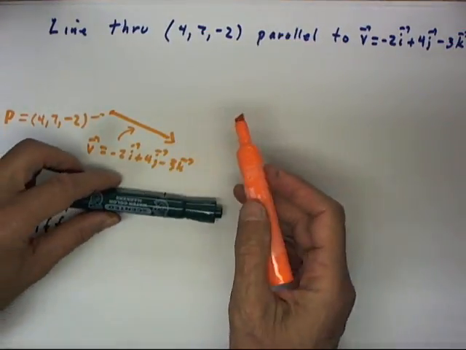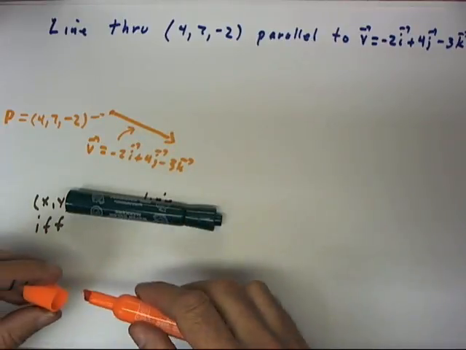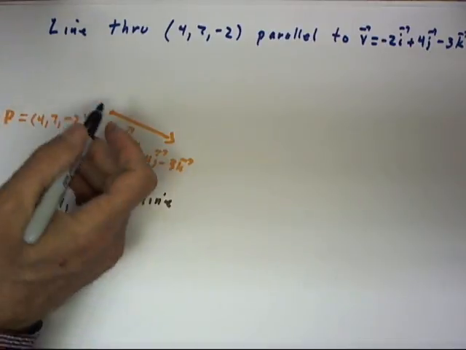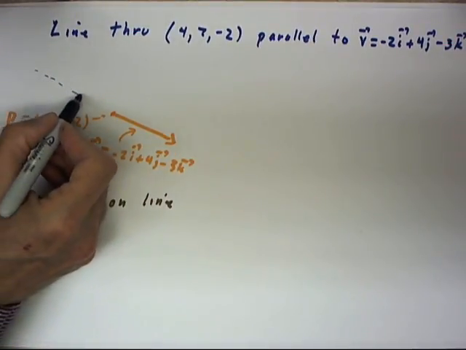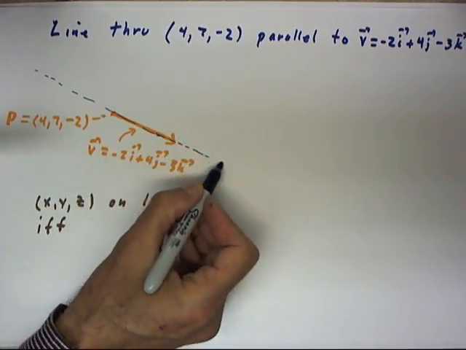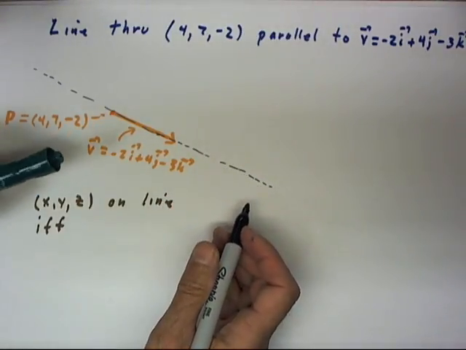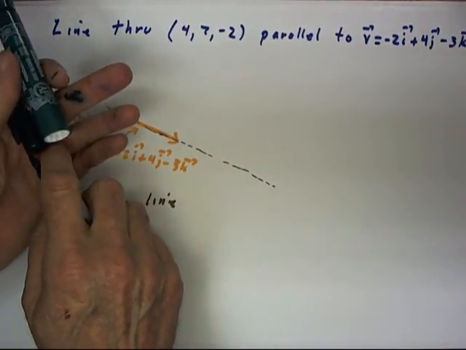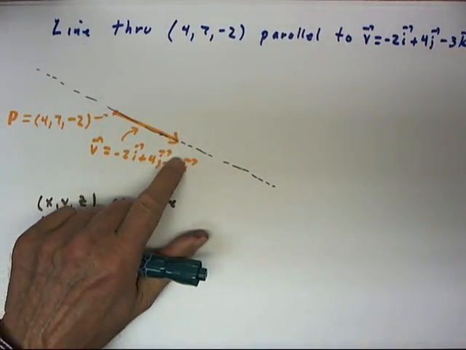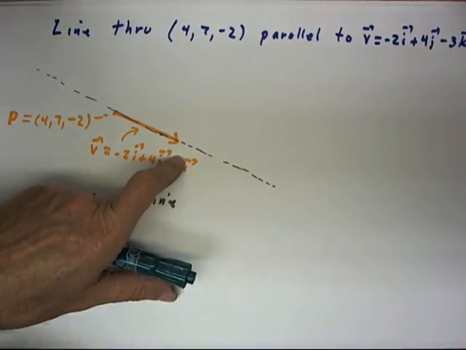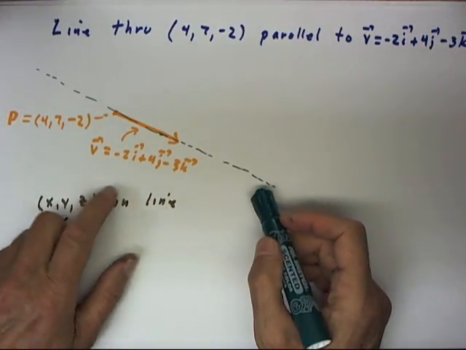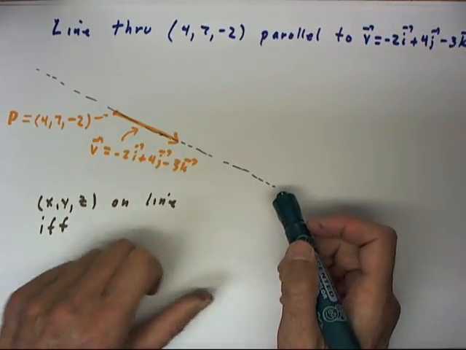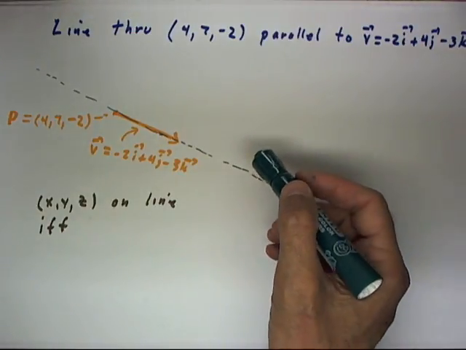This is our vector. What do we mean by the line through this point parallel to this vector? Well, it should be pretty obvious. That's simply a line that passes through this point in the direction of this vector. Now, if we want to find the equation of that line, the equation of the line is simply an equation in x, y, z that relates the coordinates of this point to these parameters here.